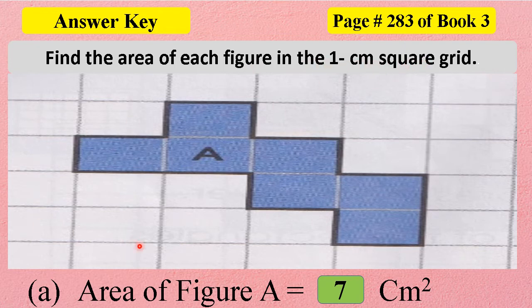Dear students, you see the figure A here of blue color. We count its square units: 1, 2, 3, 4, 5, 6, 7. There are 7 square units. Area of figure A is equal to dash centimeter square, 7 centimeter square, and this is your answer.